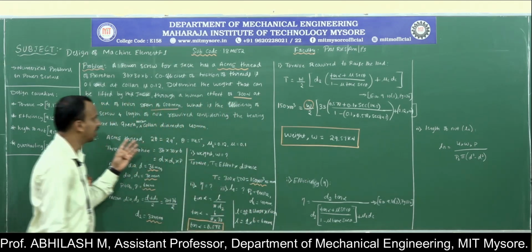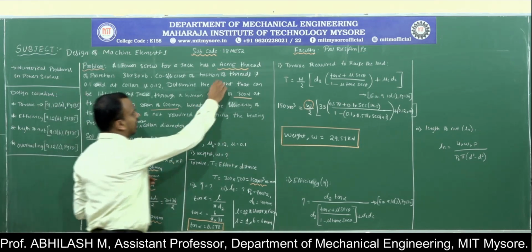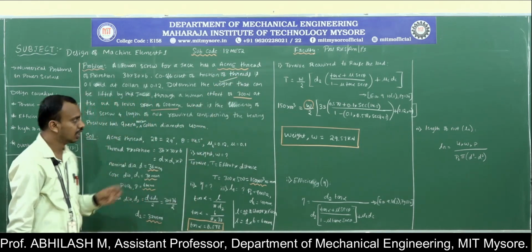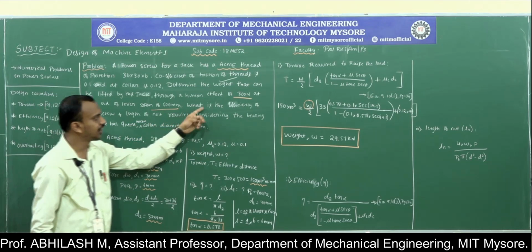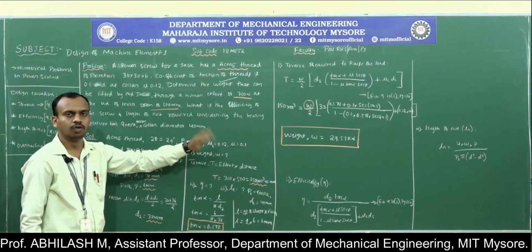What is the next parameter they have asked? They asked us to calculate the weight first. We are done with the weight. They are asking us to calculate the efficiency of this particular drive. How do I do that?